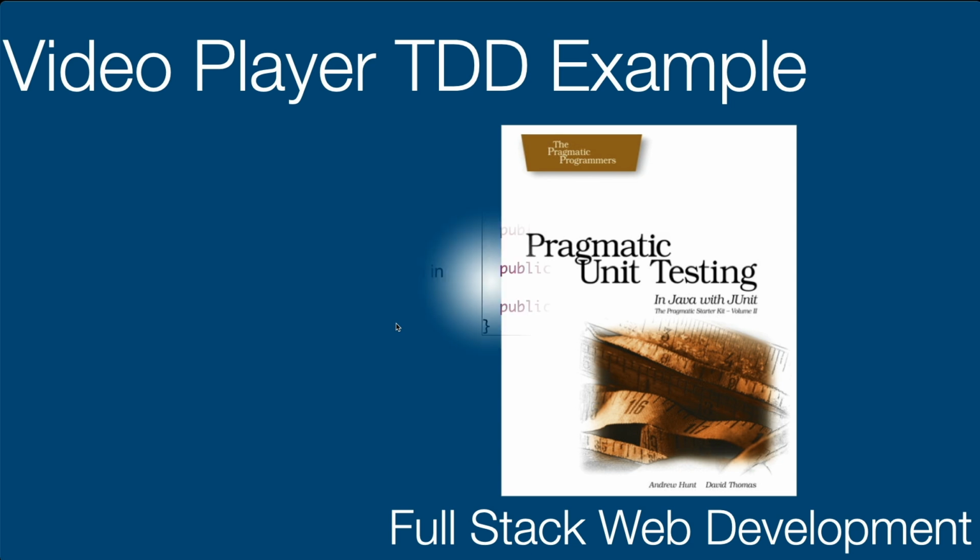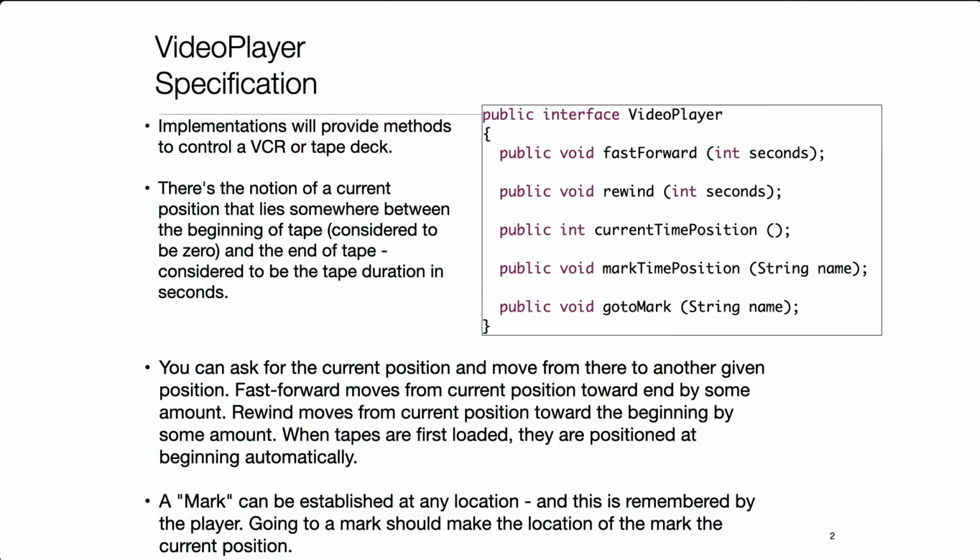So the application might be something simple like this. We've got a class video player, and this video player defines a range of functions which encapsulate what we're trying to build. Fast forward, rewind, get the current position, mark a position, so a named bookmark, maybe our chapter, and then go to that position is the idea.